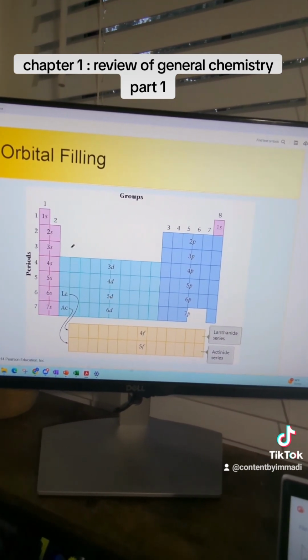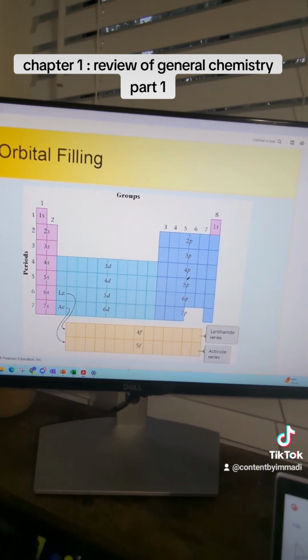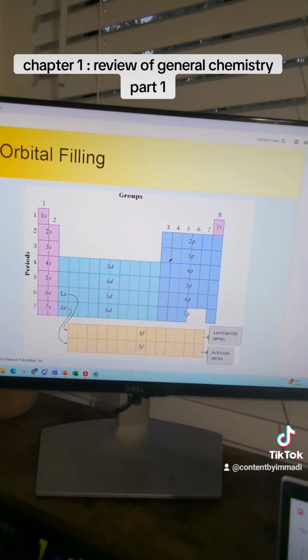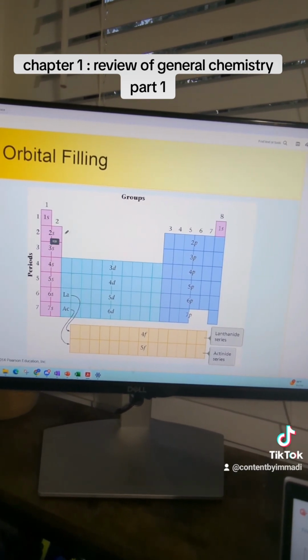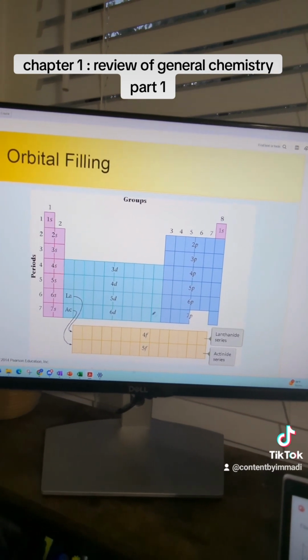Like the first 2 columns are S orbital or S block elements. The ones in the corner are the P block elements. And in organic chemistry, we just focus on S and P. Don't worry about D or F in organic chemistry.